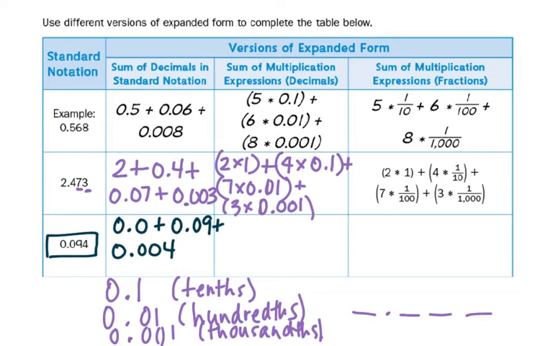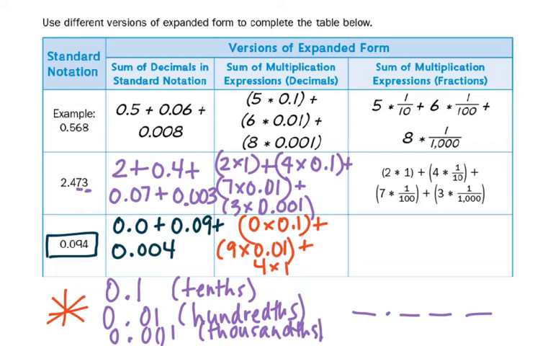Now I'm going to use decimals. So I'm going to say there's nothing in the tenths. There's a 9, so I'm going to multiply 9 times the hundredths place. So remember, look down here, plus a 4 in the thousandths place.